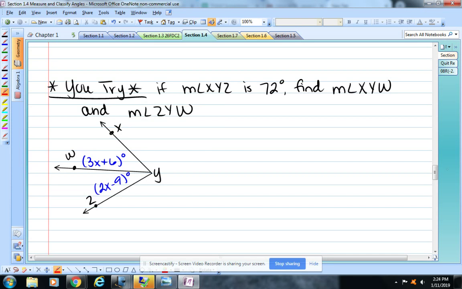Smaller than the whole one. I'm calling the big one the whole thing. There's three angles here. This little part, and then the whole thing. Okay? Yeah, you missed that part. So you're going to say this plus this equals 72. So combine your x's, then combine your constant terms without variables, and then you'll move everything away from x.